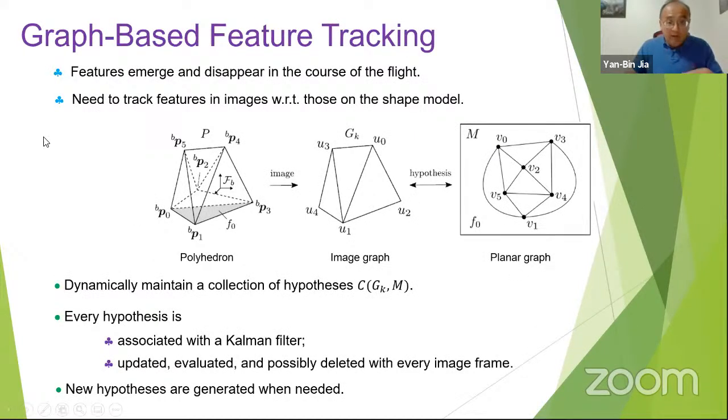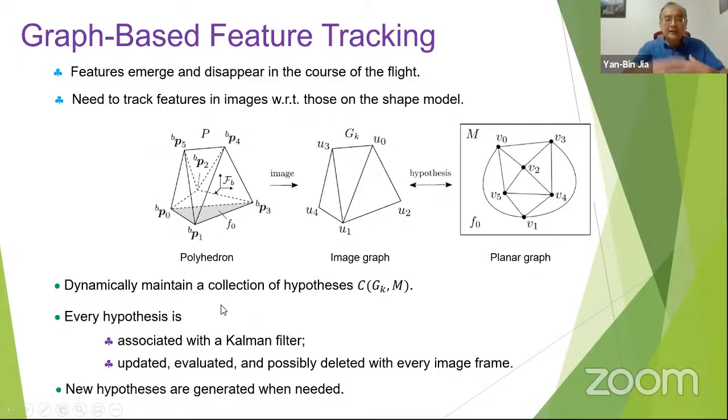So now, one big hurdle, obstacle, is to track the features. So let's say we have the model of the object, which is this polyhedron, which can be represented by this planar graph that captures the topological structure of the object. Okay, every time though, the image is only viewing a partial object. So from this feature extraction, we set up an image graph, and then we have to hypothesize the correspondences between these vertices in the image graph and those vertices on the planar graph, which are essentially the vertices on the polyhedron. Okay?